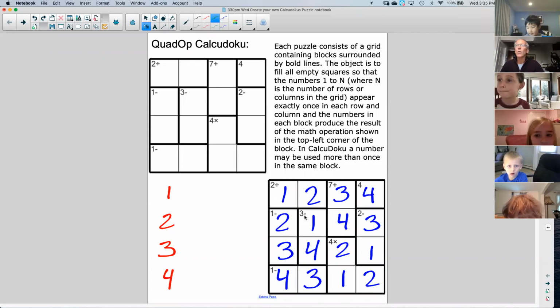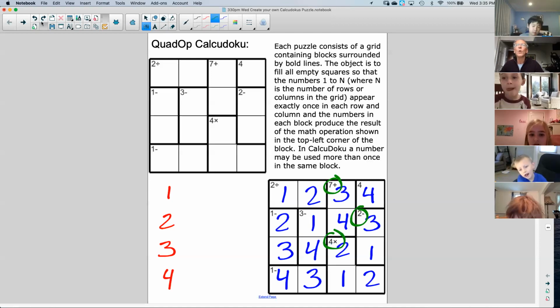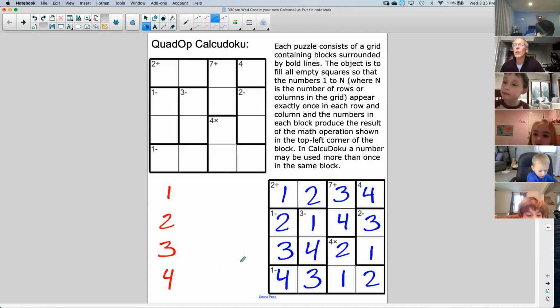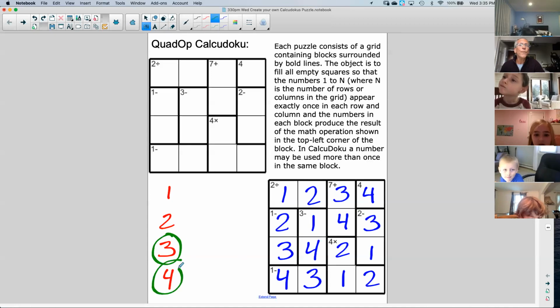Sabrina, what do you think? What do these numbers mean? Like the 7 plus and the 2 minus and the 4 times. What do those mean? Like for the 7 plus, the two things you add have to equal 7. And you have to find them from our list of numbers, right? Yeah. And okay, so that's a great example.